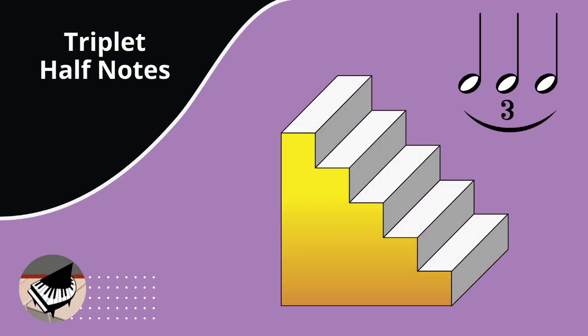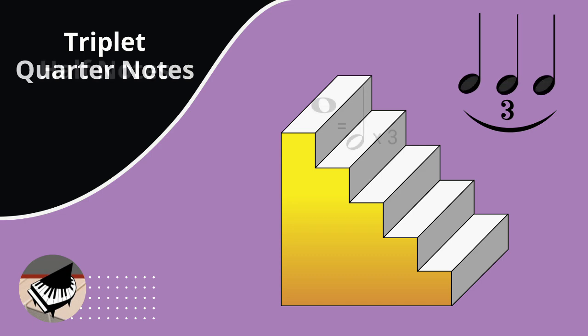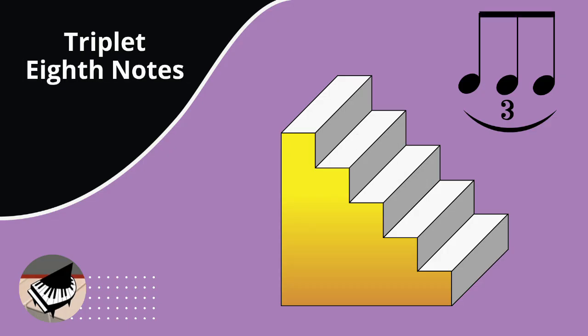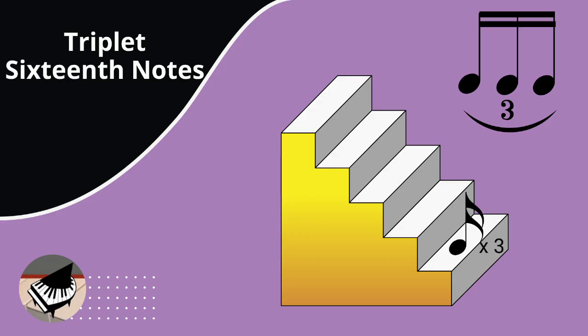Starting with triplet half notes. These are 3 half notes that you will find in 1 whole note. So you just go up to the next step. Triplet quarter notes are 3 quarter notes that are equal to 1 half note. Again, just going up to the next step. Triplet eighth notes are 3 eighth notes that you will find in 1 quarter note. And triplet 16th notes are 3 16th notes that you will find in 1 eighth note.